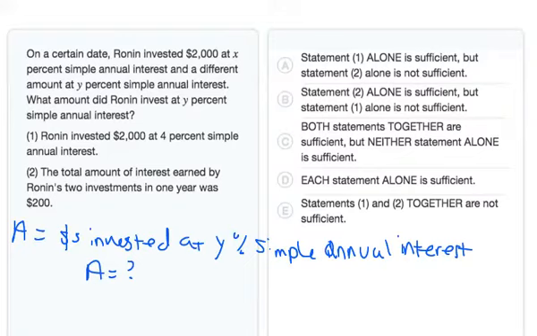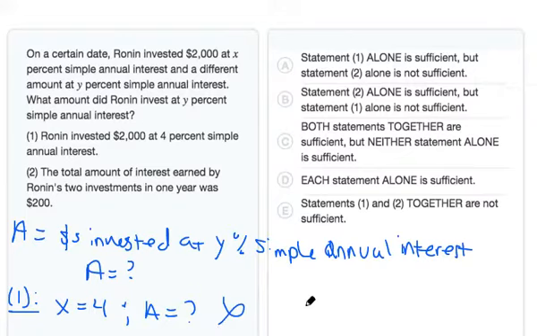Now let's dive into each statement. Statement 1 says that we're given that X is equal to 4. But we know nothing about Y or the amount of interest earned on either investment. Therefore, we can't really determine what A is. So this statement alone is not sufficient. Even though we know X, we still would not be able to find A since we have no other information.